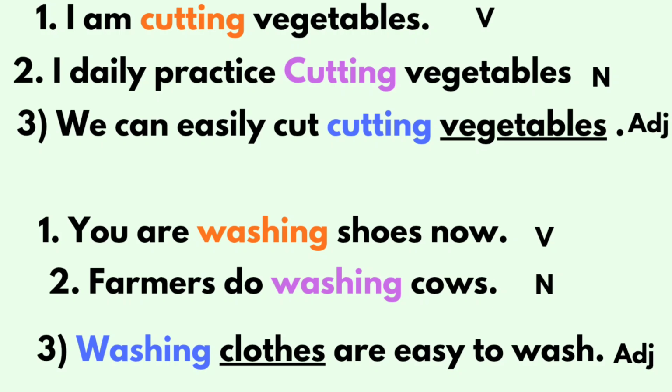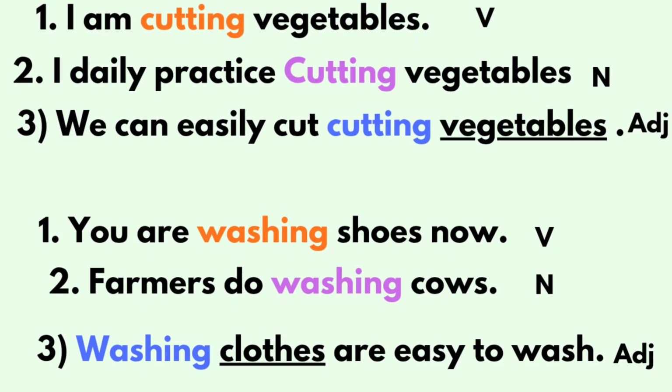You are washing shoes now. The action is happening now. Here in this sentence, washing is a verb. It acts as the verb. Farmers do washing cows. Here in the second sentence, washing is the noun. What do farmers do? Washing cows. And washing is an activity. Cutting is an activity, right? These are all activities. Washing, cutting, playing, these are all names of activities or actions.